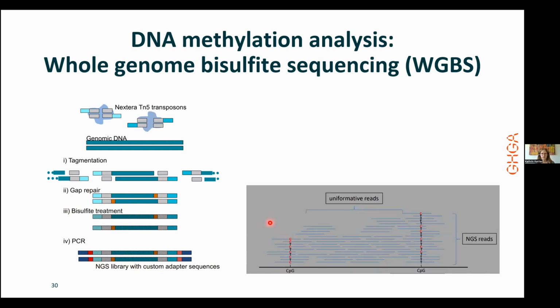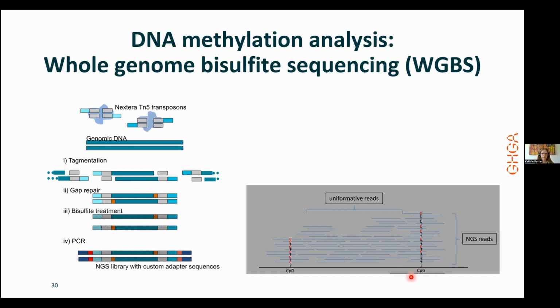As readout, you get something like this. You will have reads across almost the whole genome. And now you can go to the CpG positions and read out what is a T and what is a C, so what is unmethylated and what is methylated, and then calculate the percentage of methylation on each CpG for the cells that you analyzed.